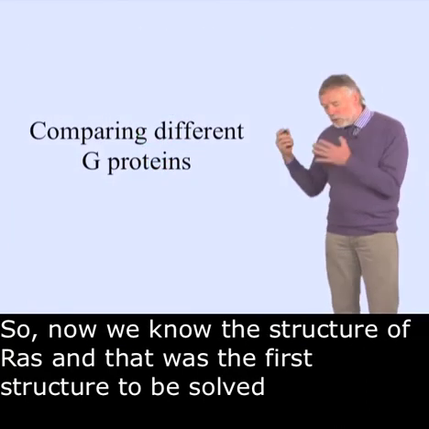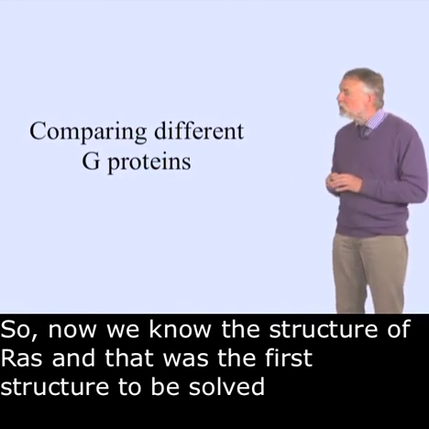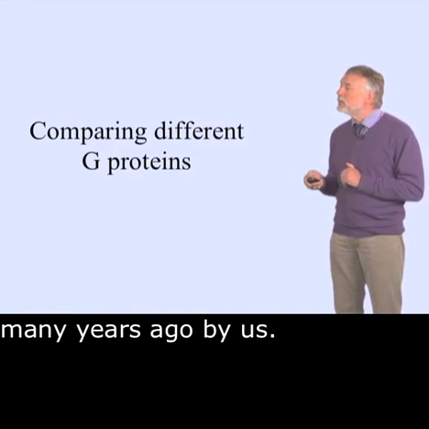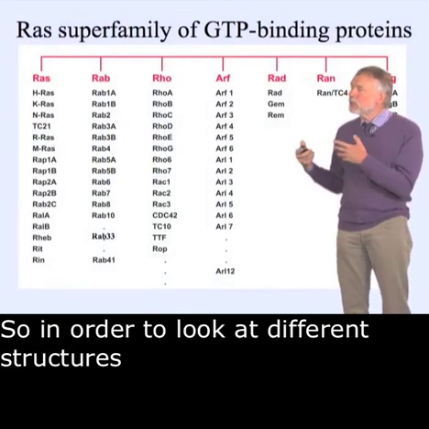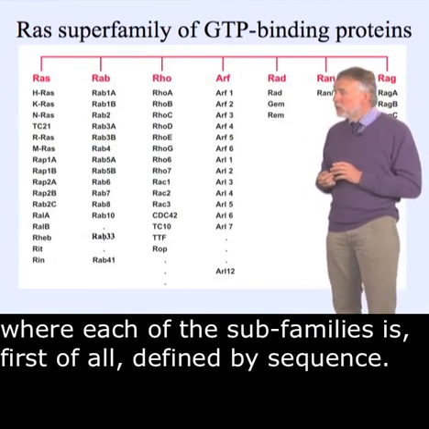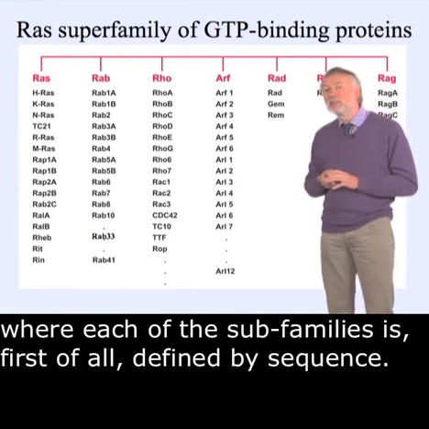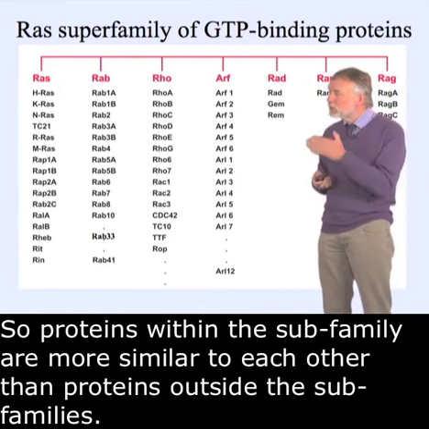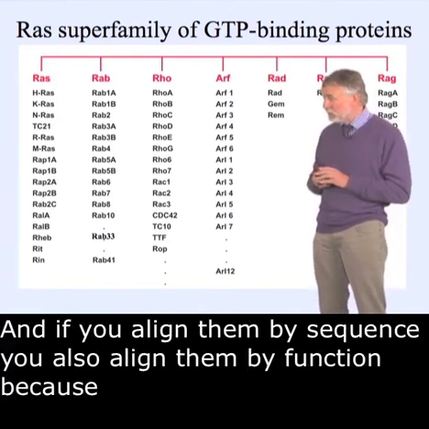So now we sort of know the structure of RAS. That was the first structure to be solved many years ago by us. In order to look at different structures, let me first introduce you to the RAS superfamily of GTP binding proteins, where each of the subfamilies is first of all defined by a sequence. So proteins within the subfamily are more similar to each other than proteins outside the subfamilies.